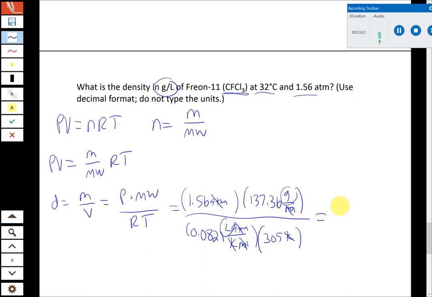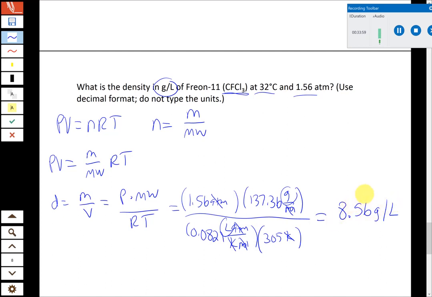So what I got was, this number seems large, let me double check it, 8.56 grams per liter. All right, so I got that number 8.56 again, so that seems to be correct. Now you might think that, oh, that number is big, like gas is 8 times more dense than water, but this is grams per liter. Remember that water is 1 gram per milliliter.